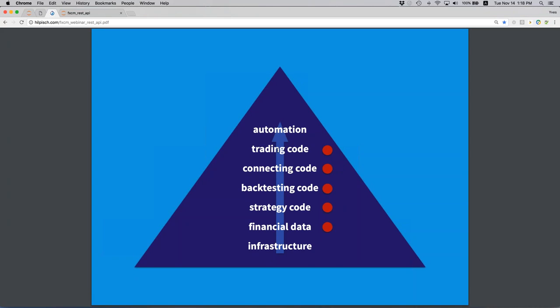Trading code, for example, is the ability to place orders, to initiate a trade. So otherwise, algorithmic trading wouldn't be that meaningful if I'm not able to trade programmatically. And in that sense, we have covered the core of our pyramids that we typically use to illustrate algorithmic trading. And in the third webinar, we will then also touch upon a little bit of the two other areas like infrastructure and automation.